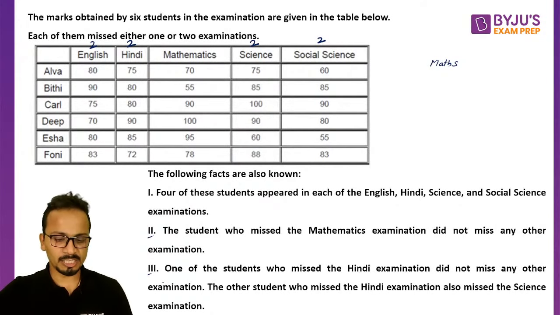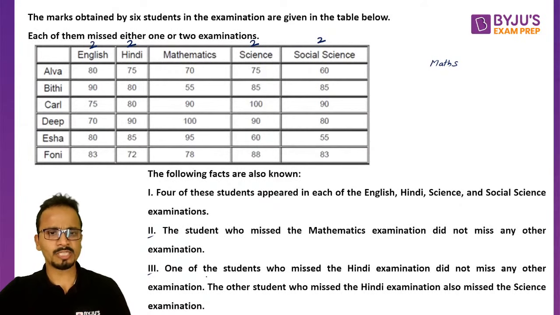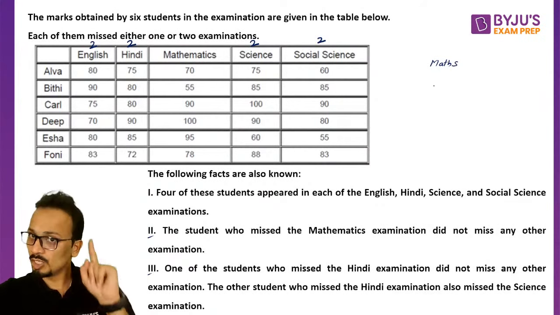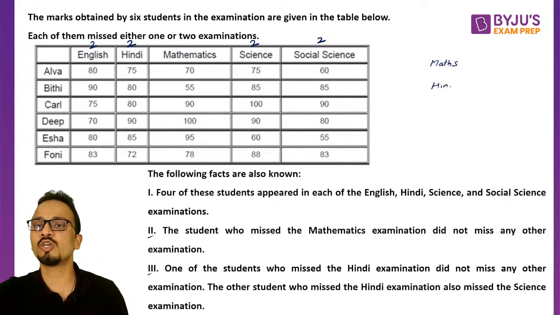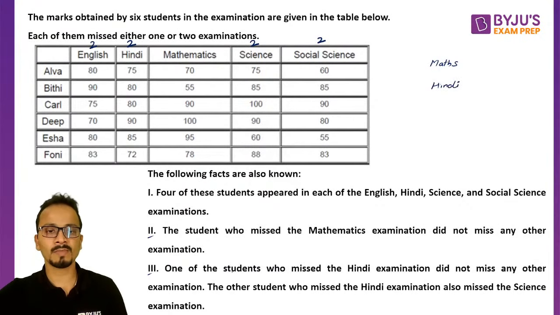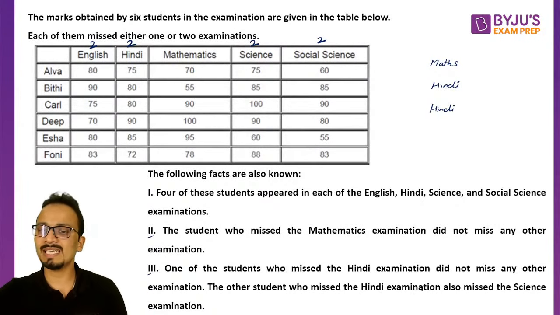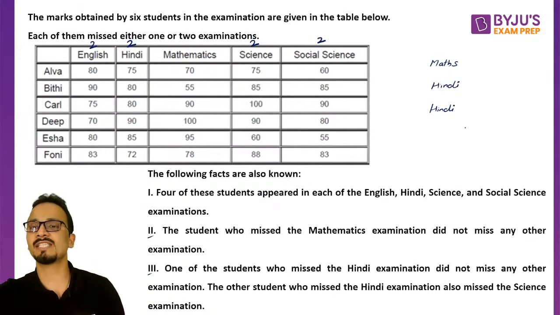Okay, now third statement, let's have a look at it. It says one of the students who missed Hindi examination did not miss any other examination. So one student is there who missed only Hindi examination. Completing this statement, the other student who missed Hindi examination. So yes, there were 2 students who missed Hindi examination. So the other student who missed Hindi examination also missed Science examination.